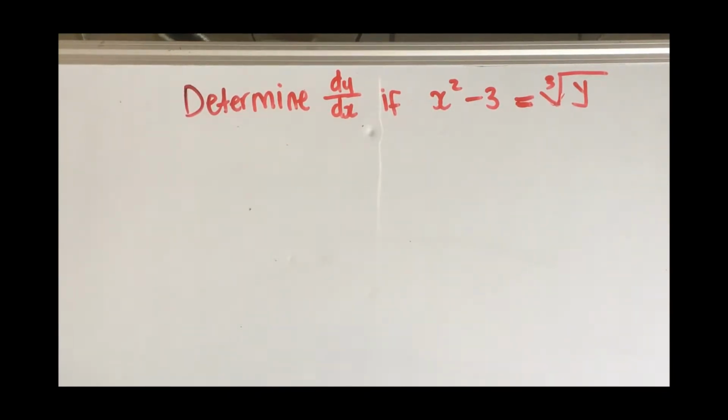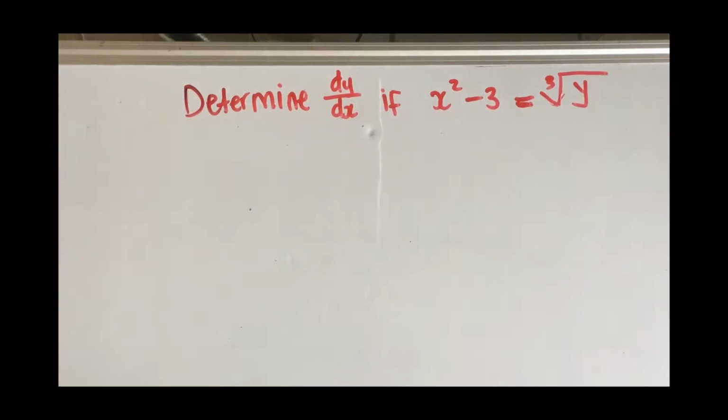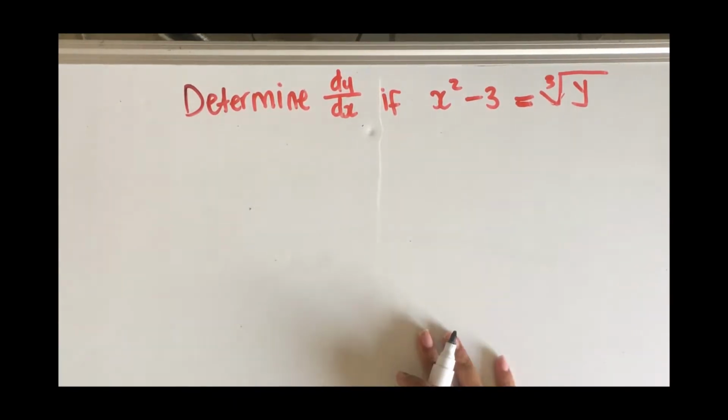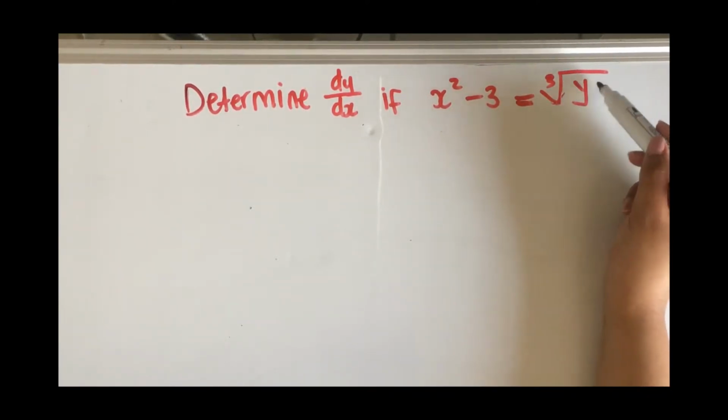So our question says determine dy over dx if y is the cube root of x squared minus 3. If you're watching my first algebra video, understand that this is just a walk in the park. The first thing is we will remove that root, and to remove the root we must make y the subject of the formula before we can differentiate.